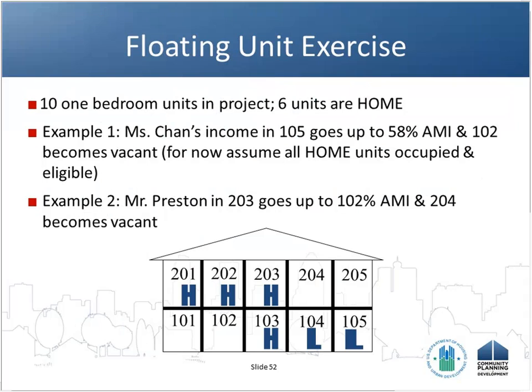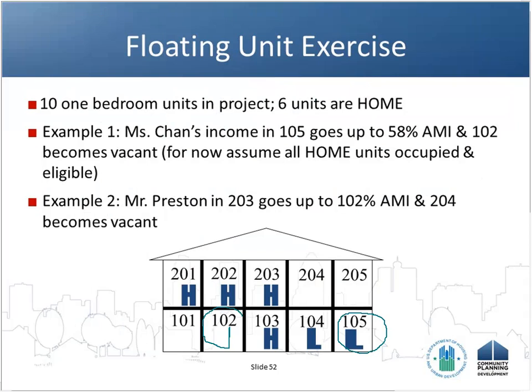So in this case, we have a 10 one-bedroom unit project, so we've got comparable units. And in this case, we have 6 units that are HOME. So we've got 4 that are high HOME units and 2 that are low HOME units. So in this case, Ms. Chan, who lives in Unit 105, her income has gone up to 58% of area median income, and we've got 102 that becomes vacant.